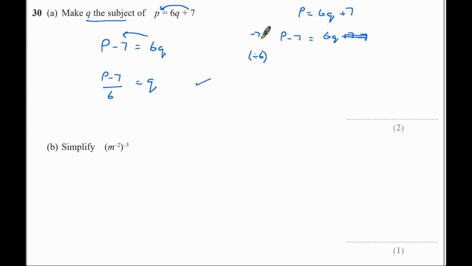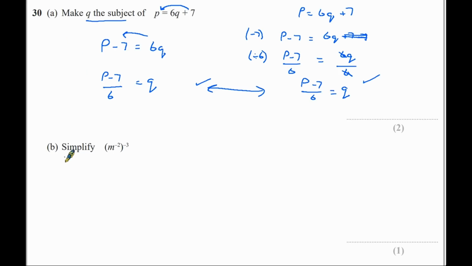On the first row I minused 7. Therefore we get p minus 7 divided by 6, and on this side we get 6q divided by 6. Therefore we can cancel out the two 6's, so we end up with p minus 7 divided by 6 equals q. They are just two slightly different methods of achieving exactly the same answer.